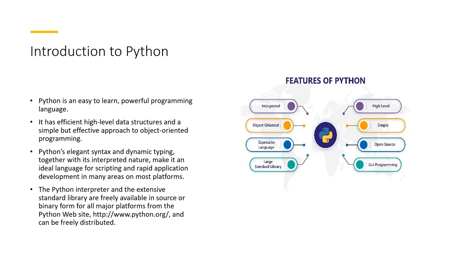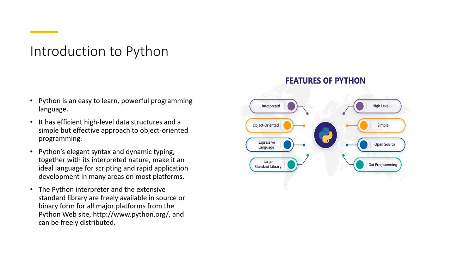And Python's elegant syntax and dynamic typing. Syntax wise it is very simple, and dynamic typing is followed. Together with its interpreted nature, it means an interpreter, it means line by line execution of your code will be done by the Python interpreter. That makes it an ideal language for scripting and rapid application development in many areas on most platforms. So that's why it is very easy to code in Python, with the Python interpreter and the extensive standard library. So we have a rich set of libraries. That's why Python is very popular, and in addition to that, Python is open source.